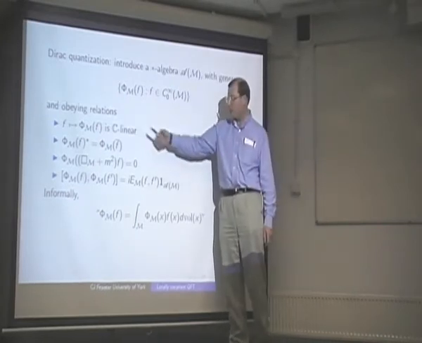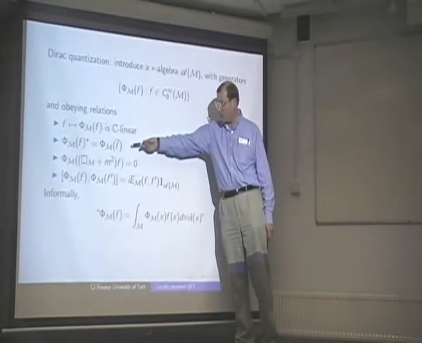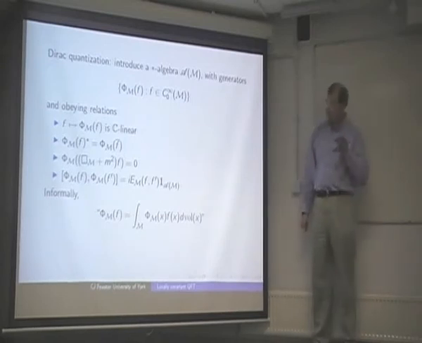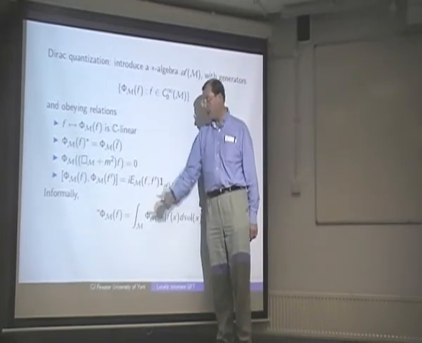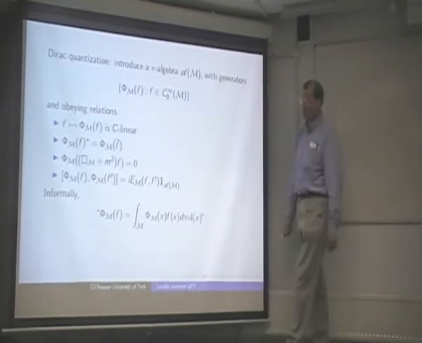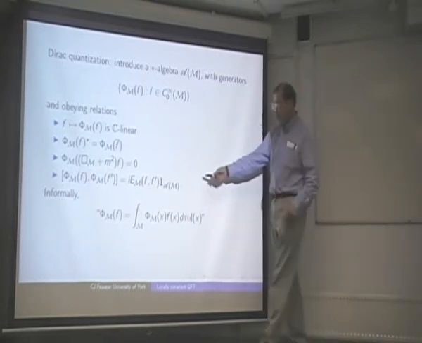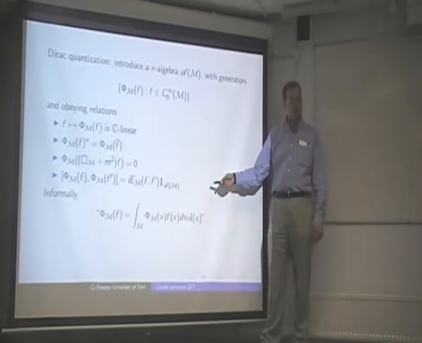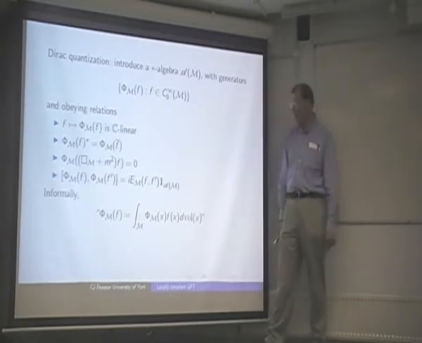Namely, the assignment has to be complex linear. If I ask what generator I get from f bar, well, it's the generator associated with f star. And if I have the field equation, if I plug in a test function which is box plus m squared on the test function, it vanishes. And then this is the quantization bit. Poisson brackets go over to commutators. There's a factor of i. And since it's a scalar, I get an identity in there.